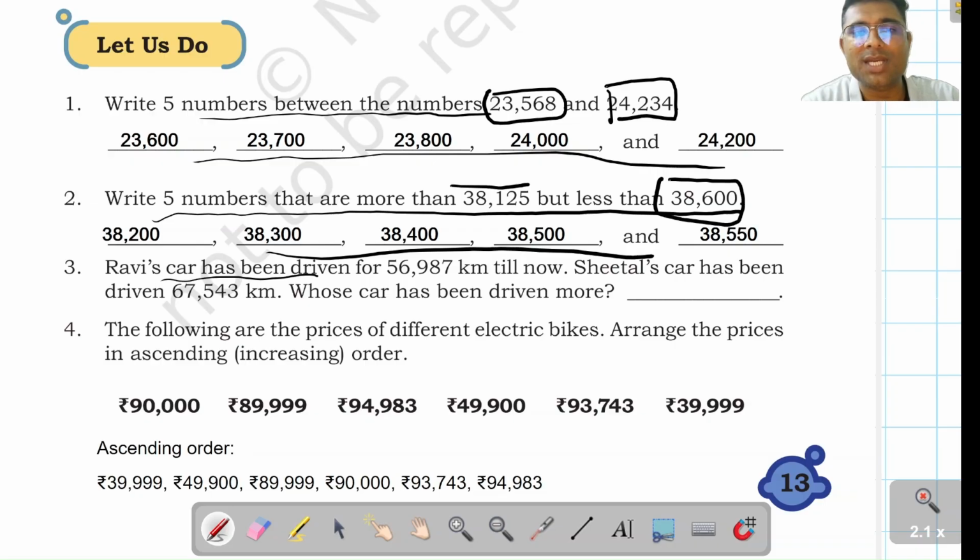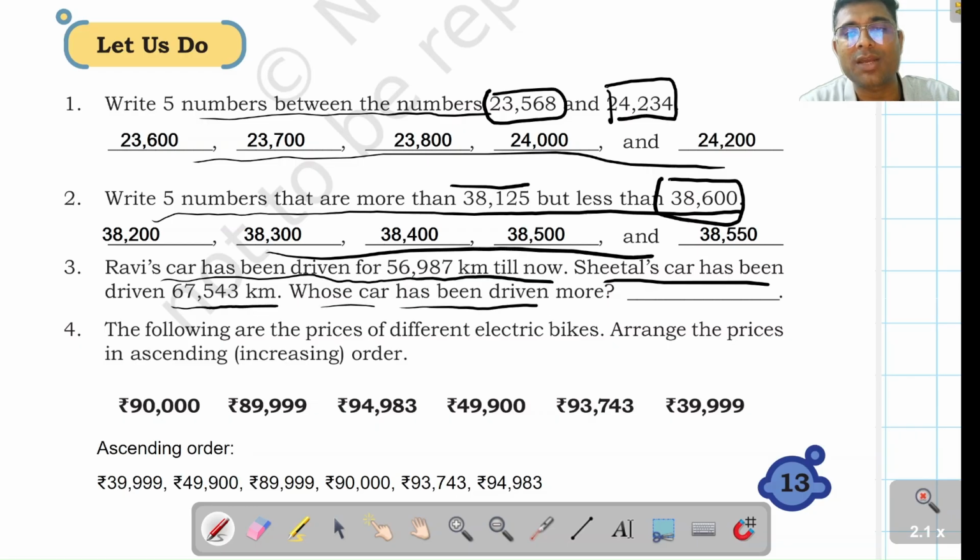Ravi's car has been driven for 56,987 km till now. Sheetal's car has been driven 67,543 km. Whose car has been driven more? Obviously, Sheetal's car.